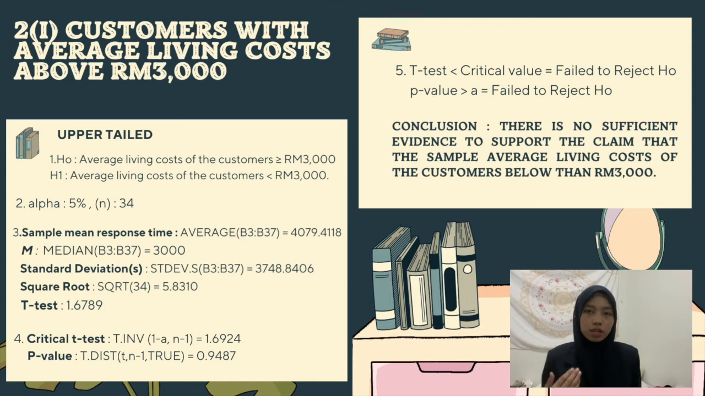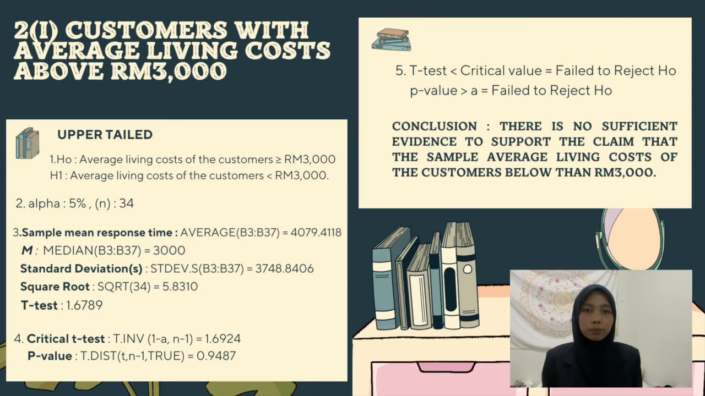Lastly, for step 3 is the t-test. It doesn't need the function, but what you have to do is take the answer from what you have calculated. Sample mean response time minus median, divided by sample standard deviation divided by square root, and you will get the answer 1.6789. But don't forget to use open and close the bracket when you calculate them.